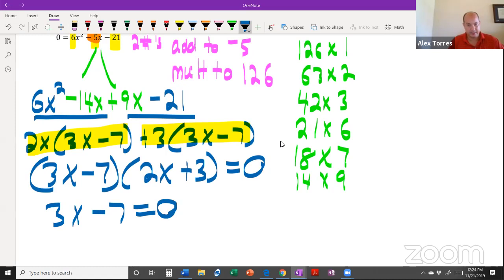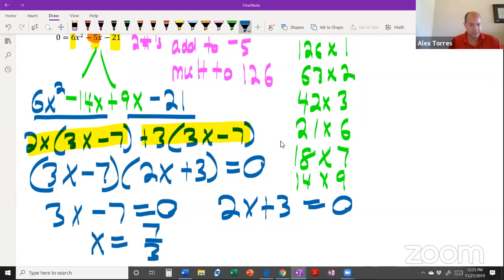So 3x minus 7 equals 0, 2x plus 3 equals 0, and you can solve both. So add 7 and divide by 3, and you'd get 7 over 3 here. Take away 3 and divide by 2, and you'd have x is -3 over 2. So the two answers to satisfy this, the two roots of this quadratic, are x equals 7 over 3 and x equals -3 over 2.